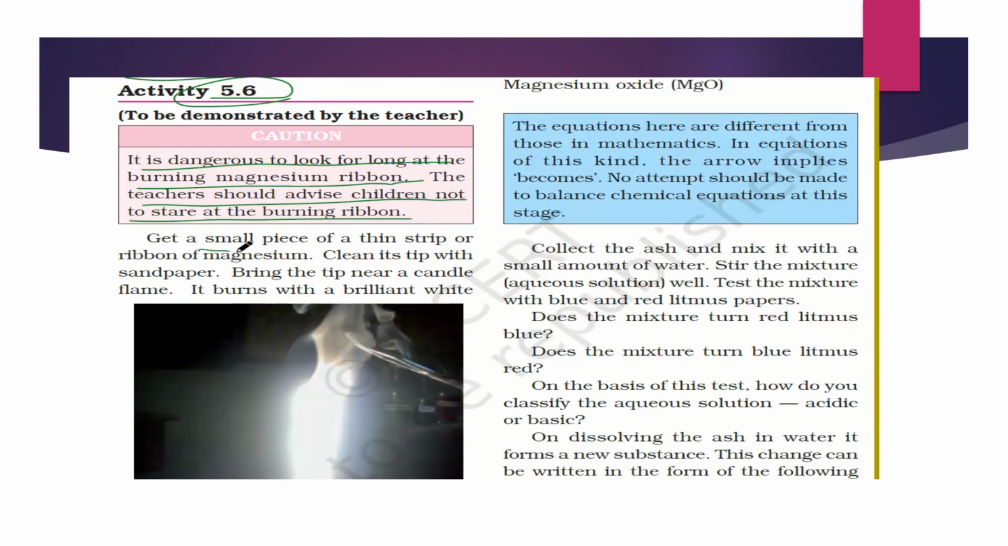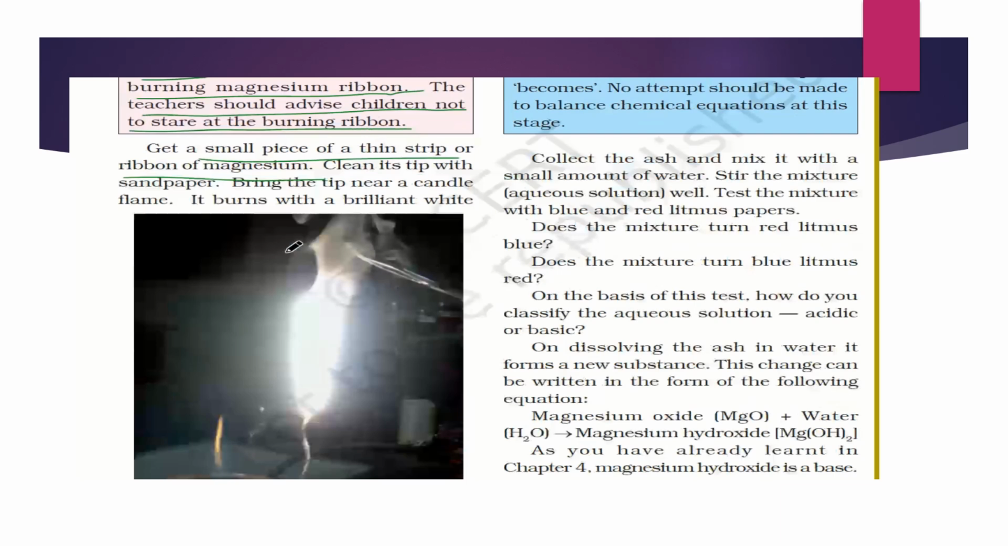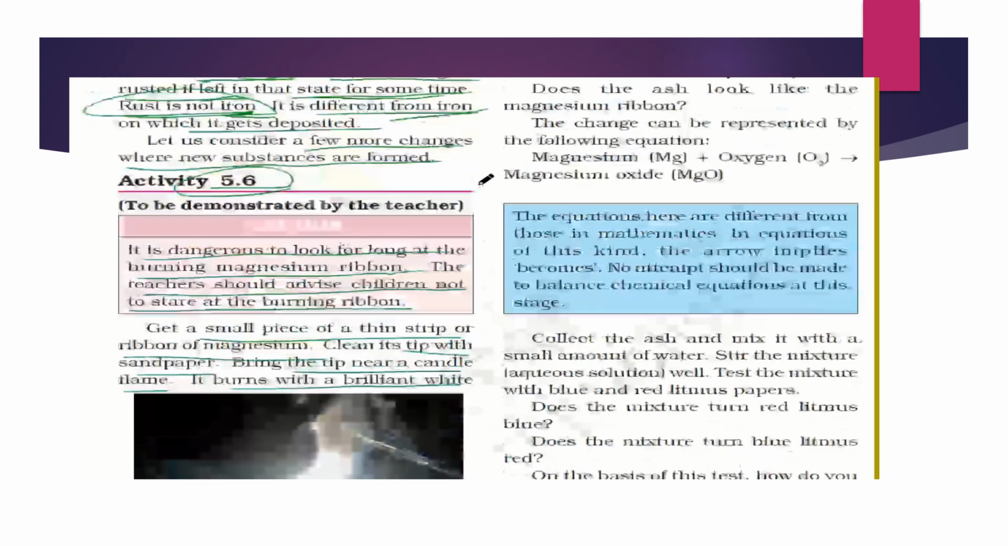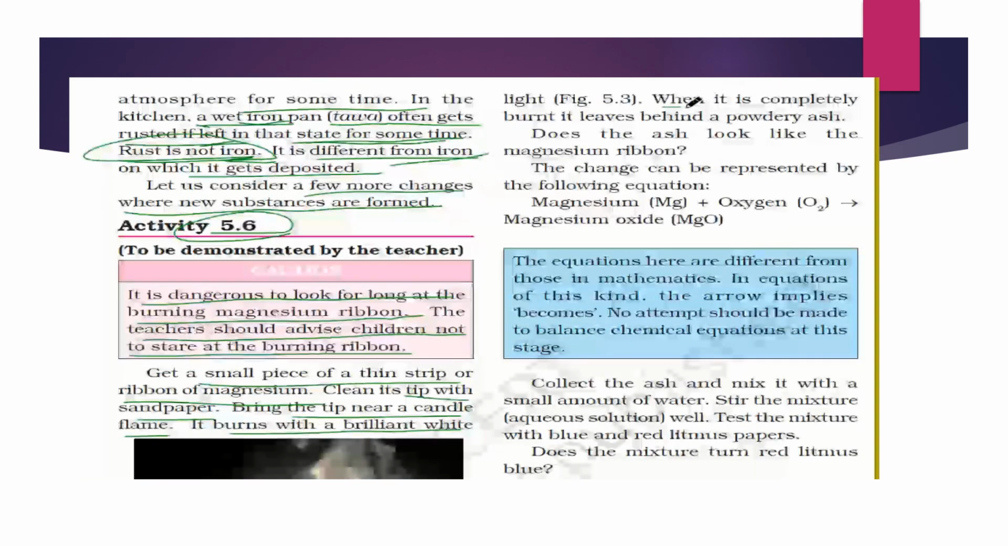So get a small piece of a thin strip of magnesium ribbon. Now clean its tip with the help of a sandpaper. Bring the tip near a candle flame and it burns with a brilliant white light. When it is completely burnt, it leaves a powdery ash on the petri dish or plate you are keeping just below the burning flame.